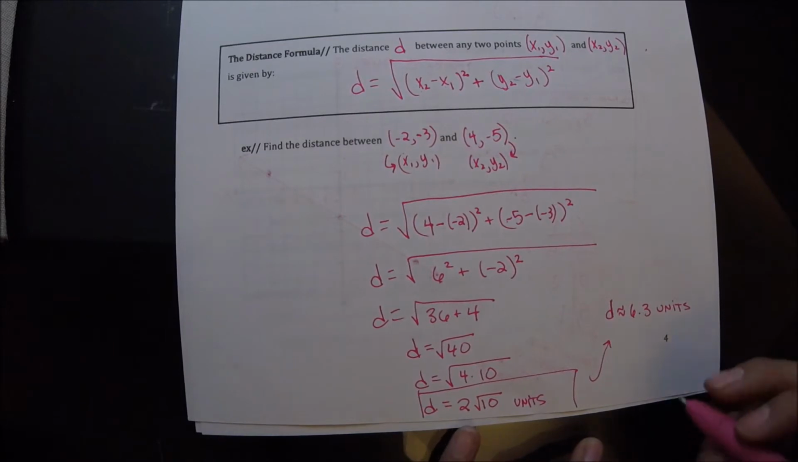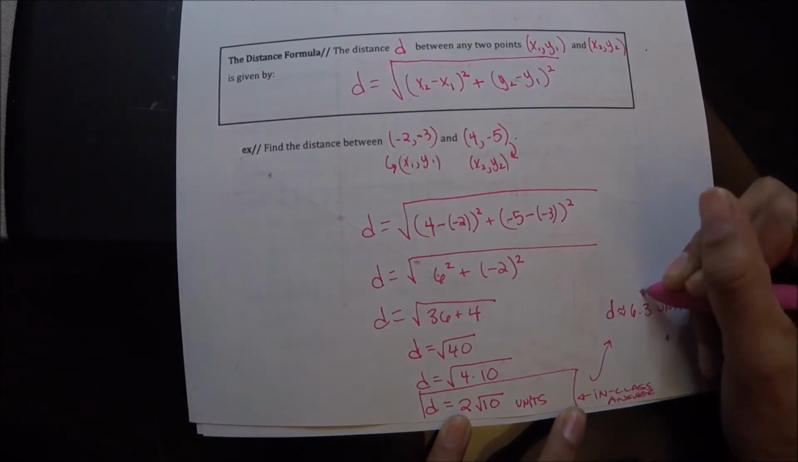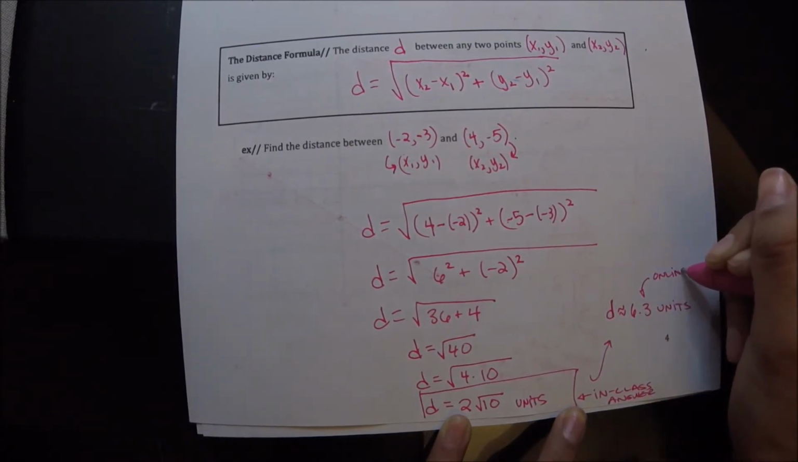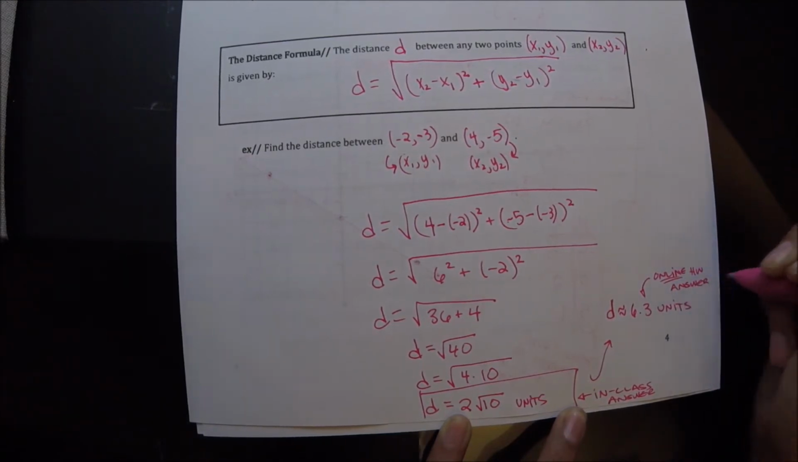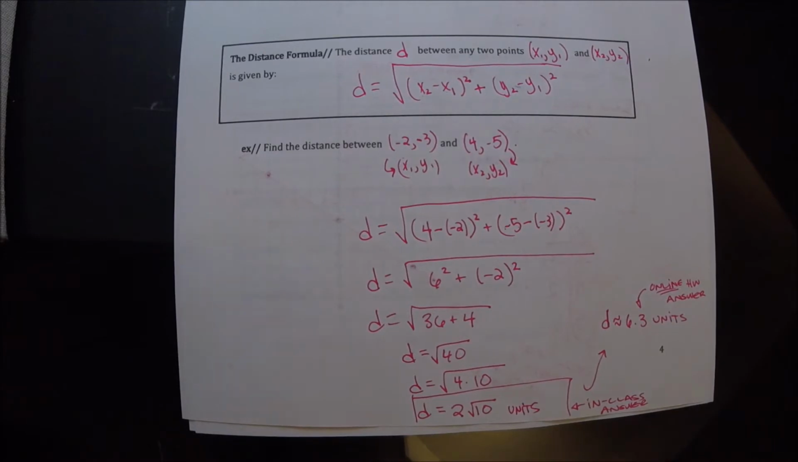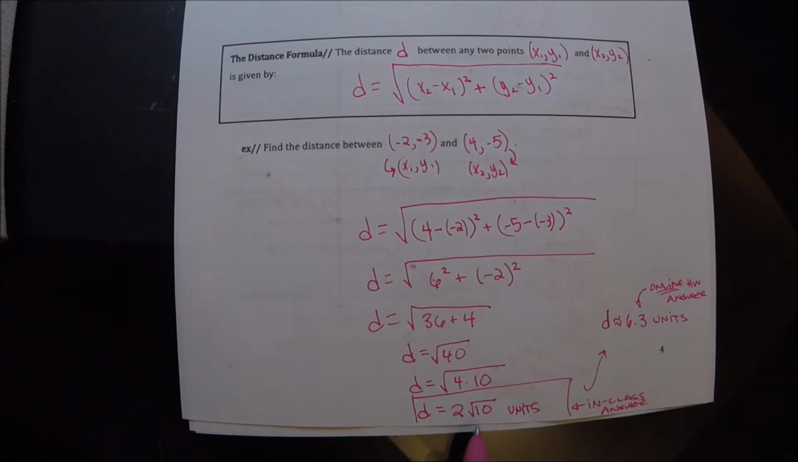But since you don't have a calculator, this would be your in-class answer, and then this one might be an online homework answer, depending on how the homework asks you for the answer. So sometimes your homework might want a decimal, and so you'd maybe use a calculator to get that. But in general, you would just leave it like this. Leave it how you would if you didn't have a calculator to figure out what that decimal is. Alright, so that's the distance formula.